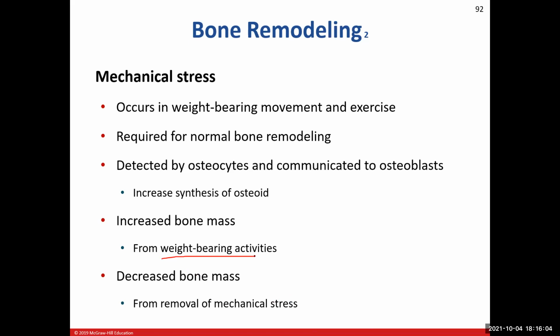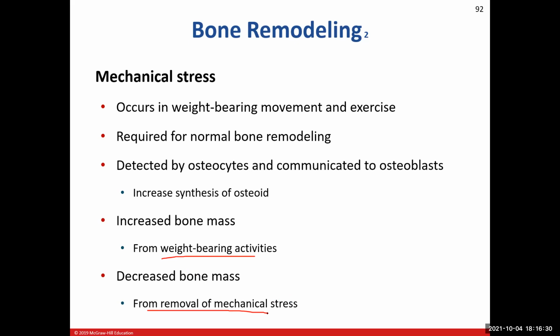We see a decrease in bone mass, right, when we remove the mechanical stress. A good way to see that is a bedridden individual, someone of older age, maybe in a coma, lying in bed most of the time. A lot of the bones that are used to having stress put on them from body weight, if you're standing, will no longer have that. So you'll see a decrease in bone mass.